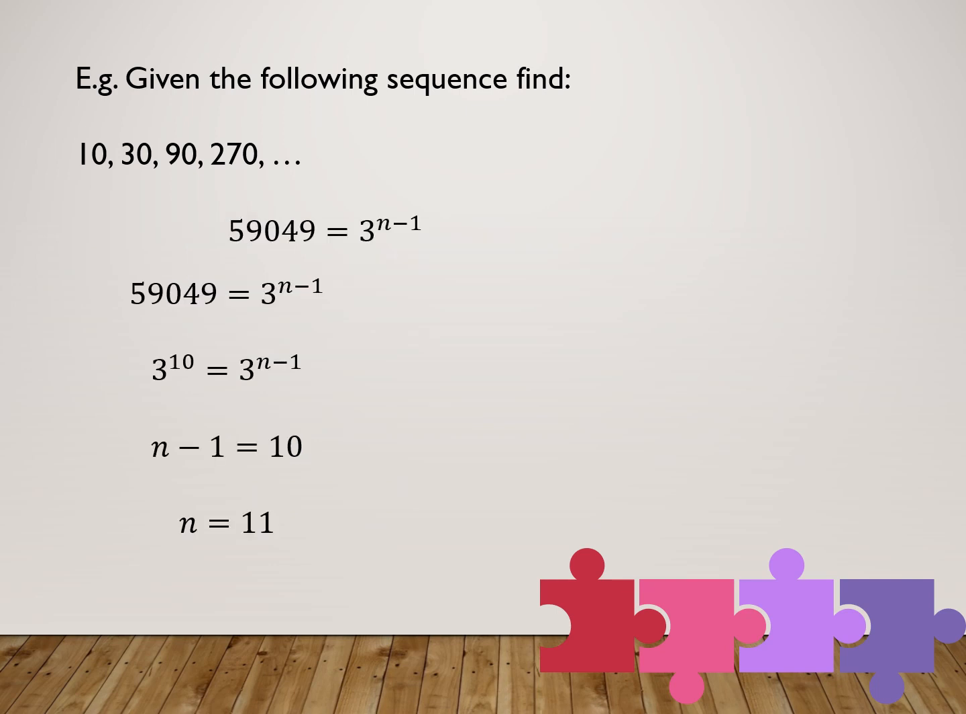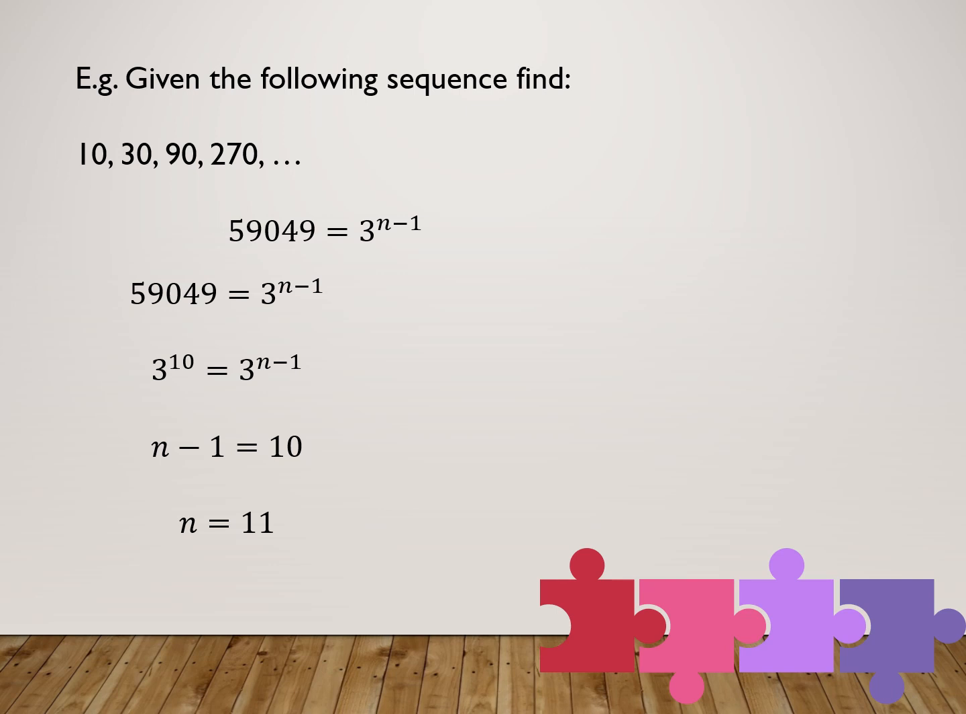And I'm going to show you two ways to get this. So the first way is we just guess what 59,049 is. It's 3 to the power of something, and that happens to be 3 to the power of 10. So therefore, since your bases are the same, you let n minus 1 equal 10, so n equals 11.